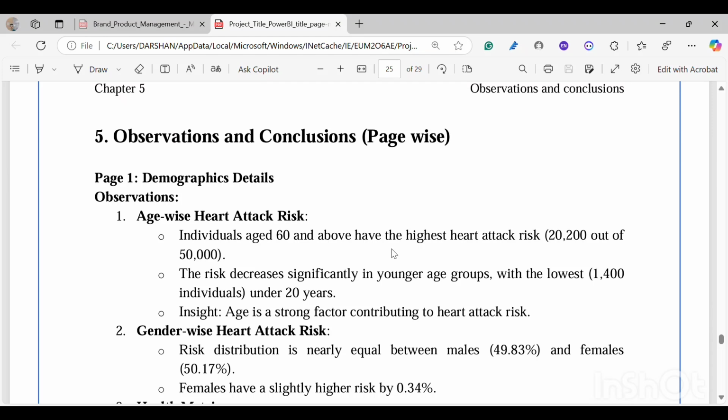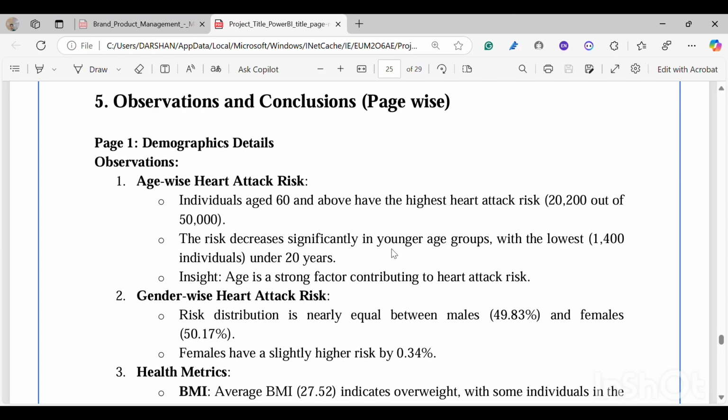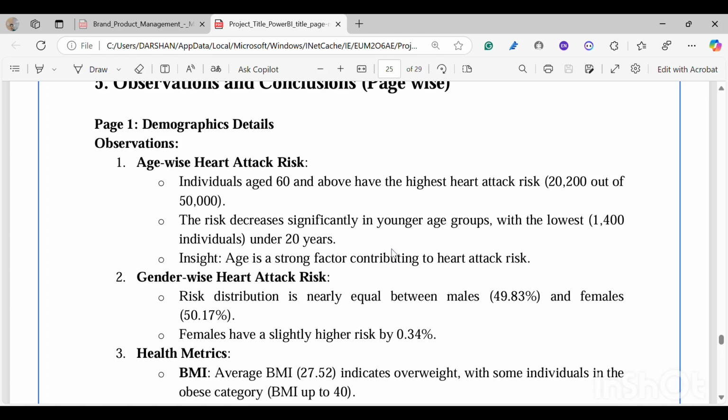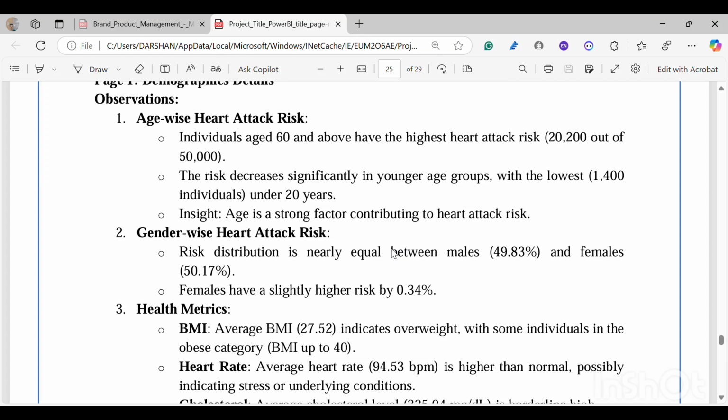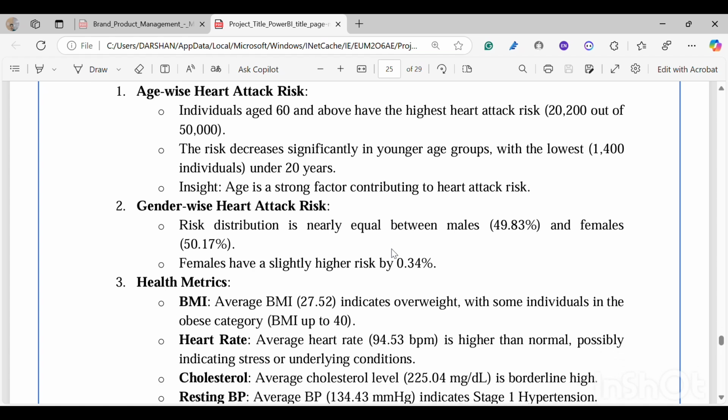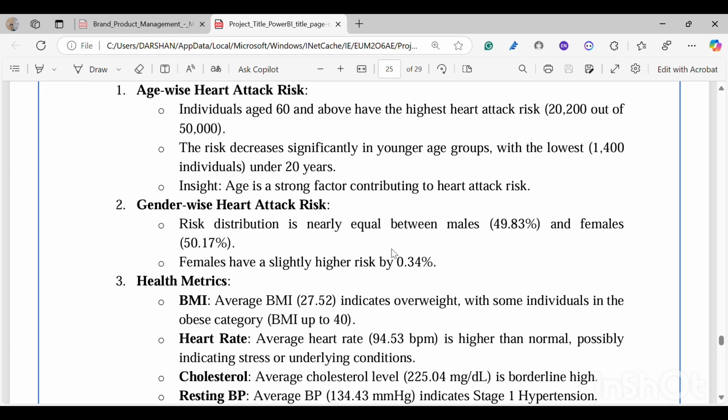Then finally, the observation we can collect from the dataset is that individuals aged 60 and above have the highest heart attack risk, then the risk decreases significantly in younger ages, at the lowest under 20 years. Gender-wise, the risk distribution is nearly equal between male and female.